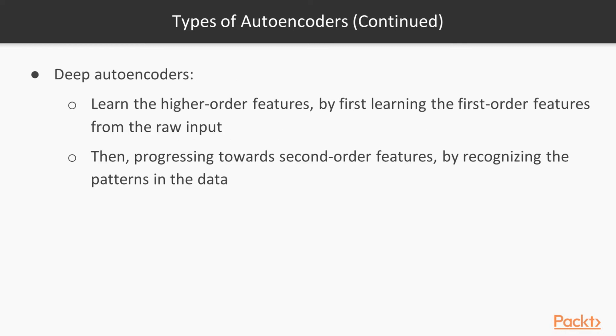Deep autoencoders. Deep autoencoders try to learn the higher order features by first learning the first order features from a raw input and then progressing towards second order features by recognizing the patterns in the data. So these were the types of autoencoders.